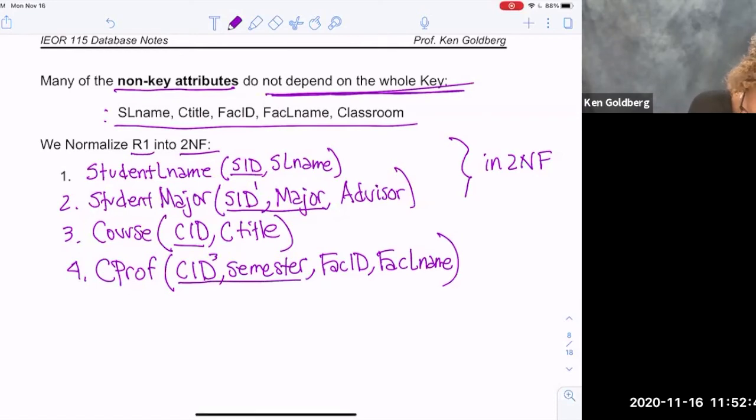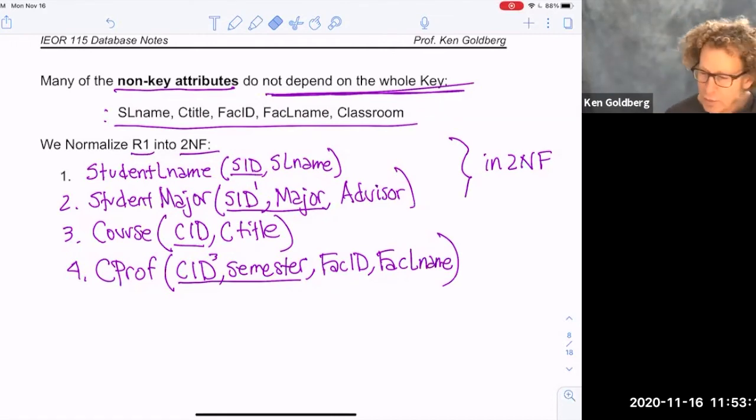Okay, now notice that faculty ID is determined by both of them. If I just have the course ID, it's not enough because I may have a course that's taught by a different professor each semester. So the semester alone doesn't determine it and the course ID doesn't determine it, but together, faculty ID is fully functionally dependent on the course ID and semester combination. Same for faculty last name.